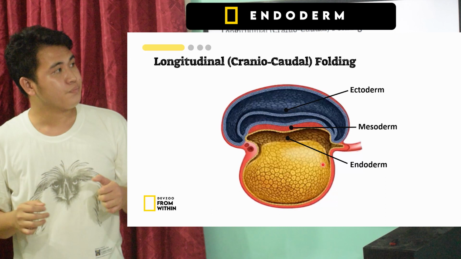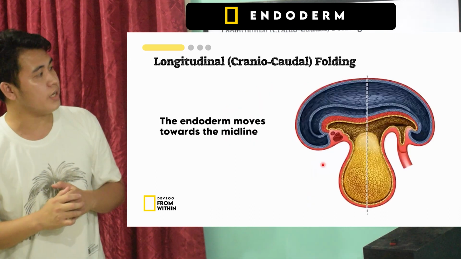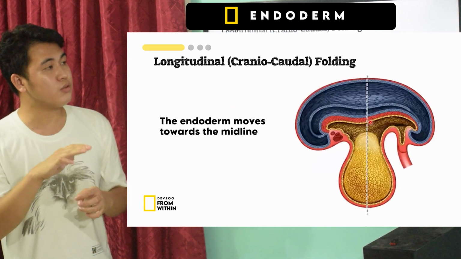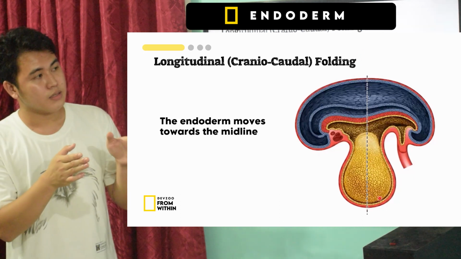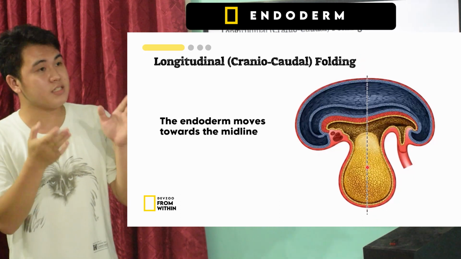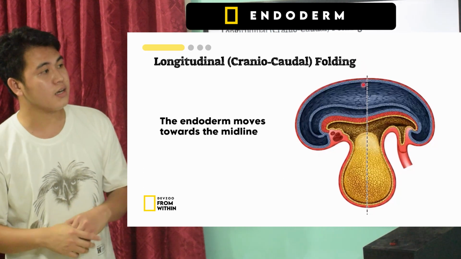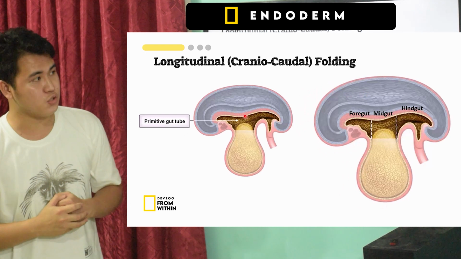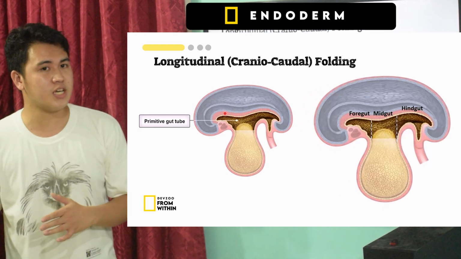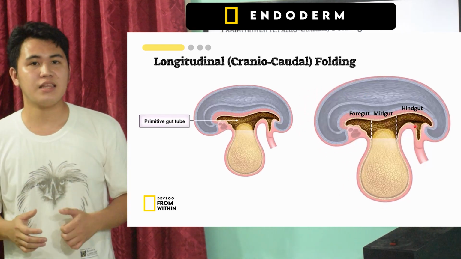So in the first embryonic folding, in the longitudinal folding, the endoderm moves towards the midline, still incorporating the yolk sac, creating the primitive gut tube that will further differentiate into foregut, midgut, and hindgut.